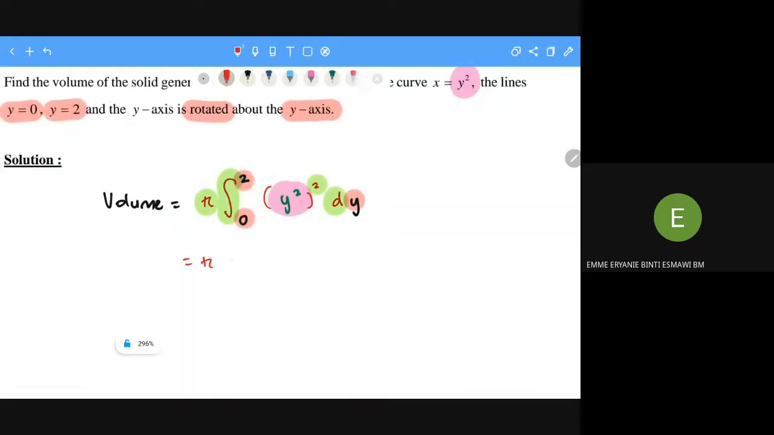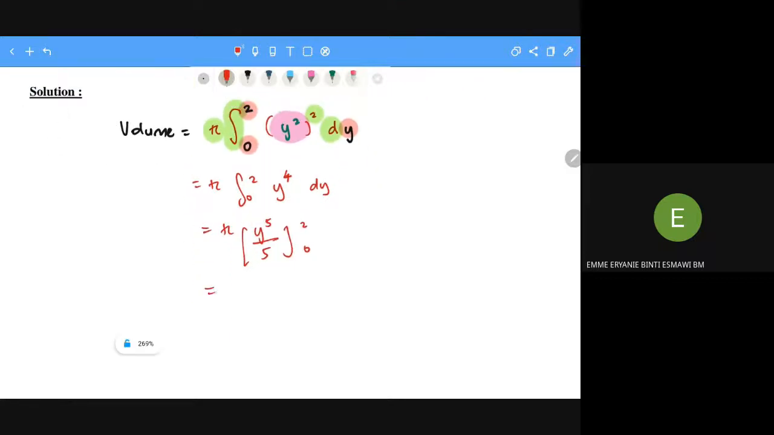Okay, dah dapat yang tu. Tinggal nak kena simplify. And that integrate. This is 2 power 2. So y power 2, d power 2 kan ni. So it's going to be y power 4, dy. Okay, lepas tu, integrate macam biasa. Tambah 1 power, bagi power baru. With the limits. Okay. And then substitute the values inside. And your answer is 2/5.